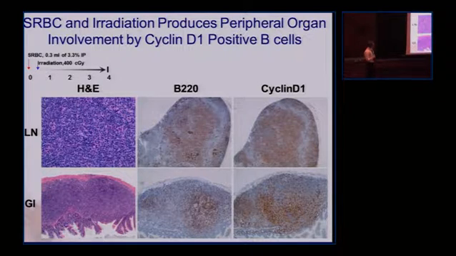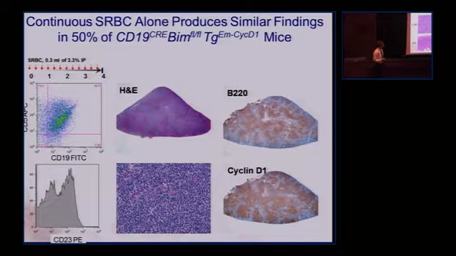And then to go one step further and see if we can get rid of the second hit and get this just with sheep red blood cells, we decided to treat only with sheep red blood cells, but with a fairly aggressive regimen of weekly doses of sheep red blood cells. And here we saw in about half of our mice now this expansion of the CD5 positive population. In this case, it was positive for CD23, but that does occur within mantle cell lymphoma in humans as well. Again, sheets of B220 positive, cyclin D1 positive lymphocytes that have a small cell morphology.